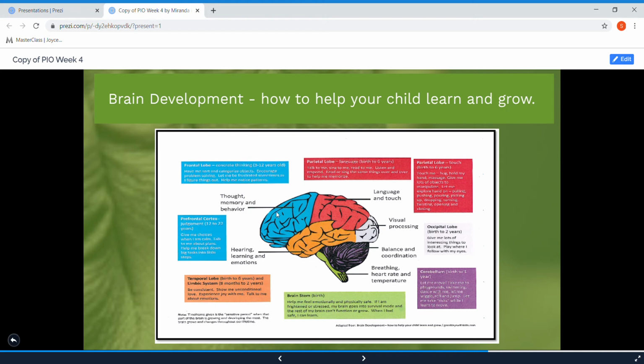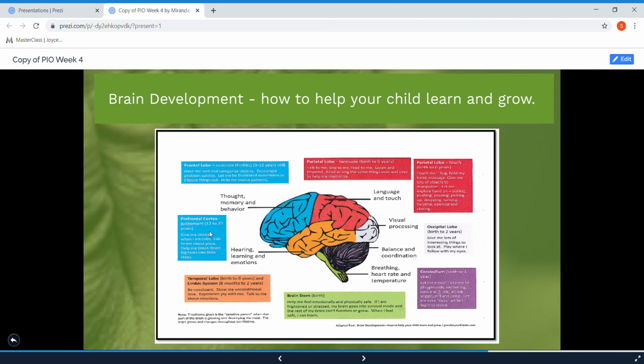And then this blue part, that's the prefrontal lobe and prefrontal cortex. So that's thought, memory, and behavior. So developing in childhood, this is their concrete thinking. So having them sort and categorize objects is going to help with this. Encourage problem solving will help. Let me be frustrated sometimes as I figure things out, and help me notice patterns.